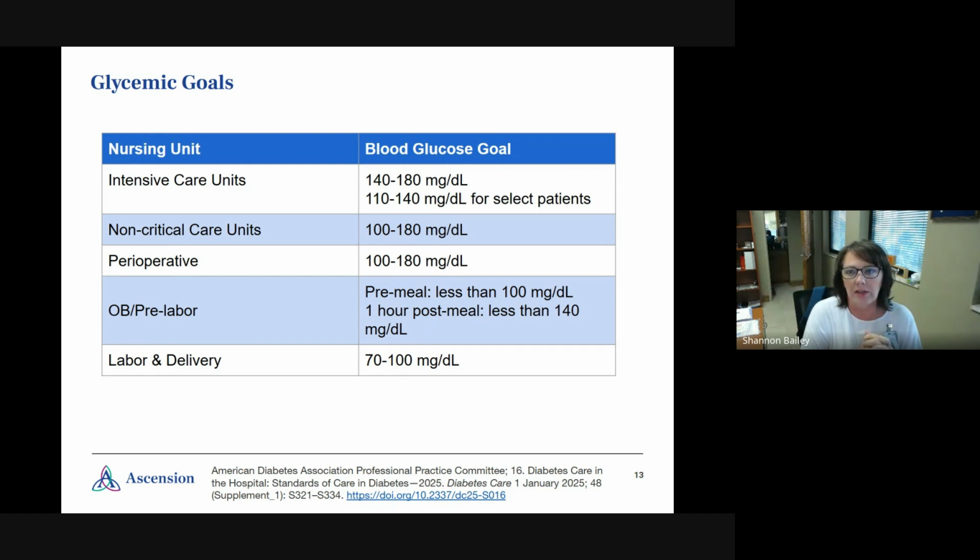The risk is that if we target a lower number than these, like if we're trying to get a near normal blood sugar, those patients can have hypoglycemia. And remember at that beginning slide, hypoglycemia increases the risk of mortality. So what we're trying to do is get the patient somewhere that they're safe from super highs and they're safe from having hypoglycemia or lows.